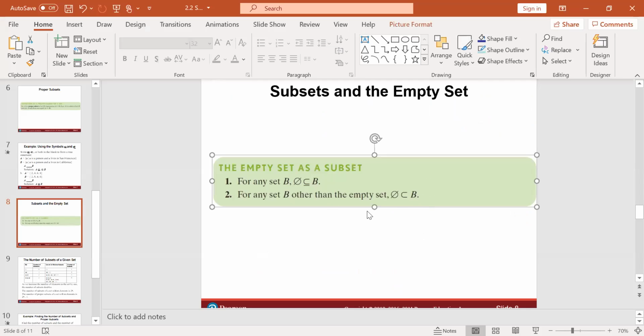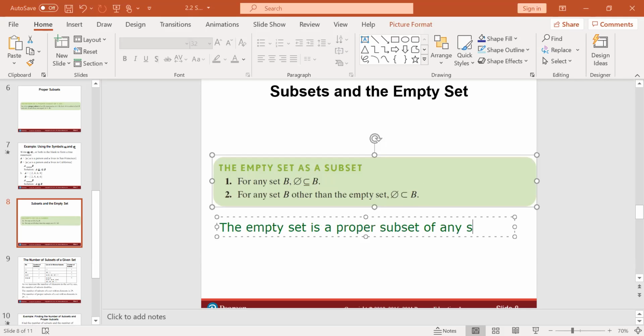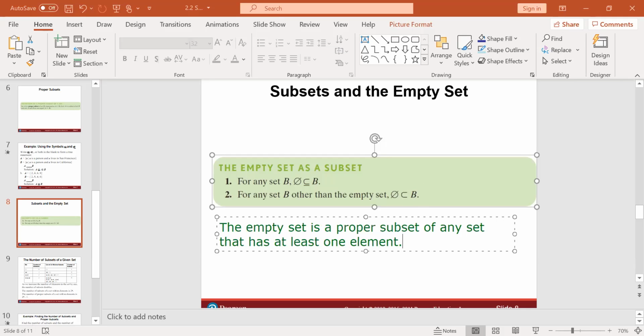And then to add insult to injury, the empty set is a proper subset of anything that has at least one element. So again, a little bit silly, but it is true.